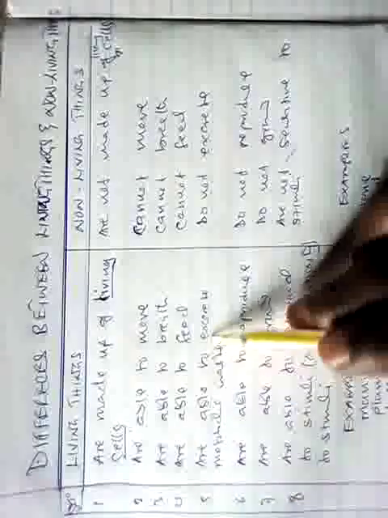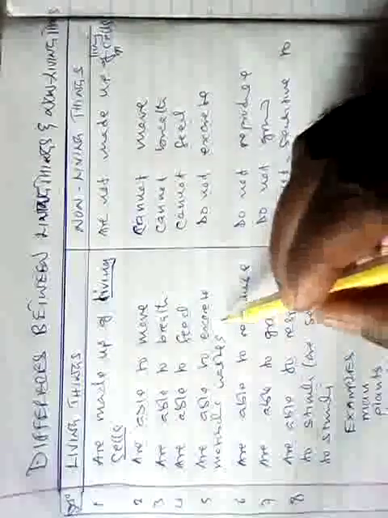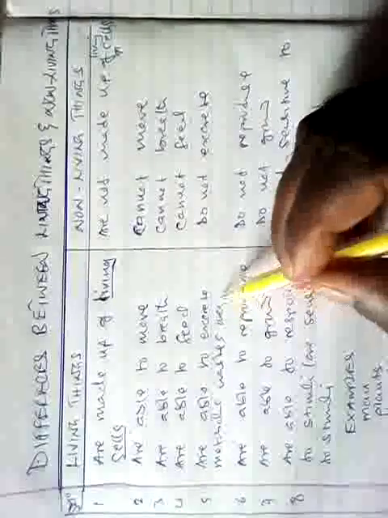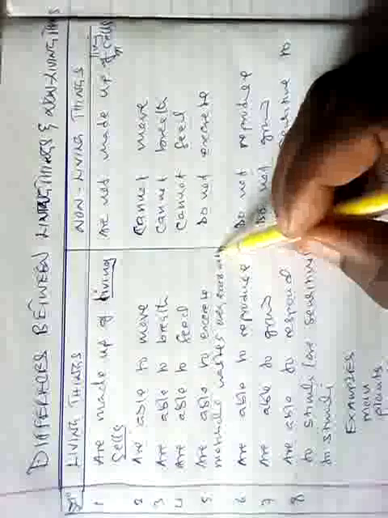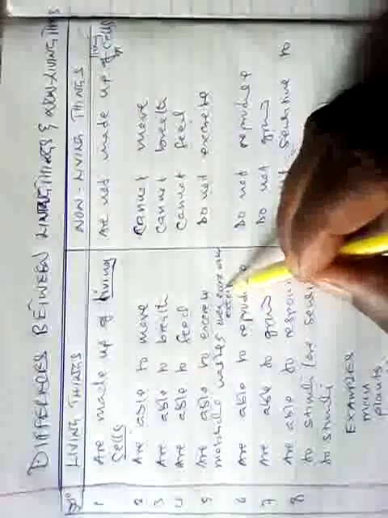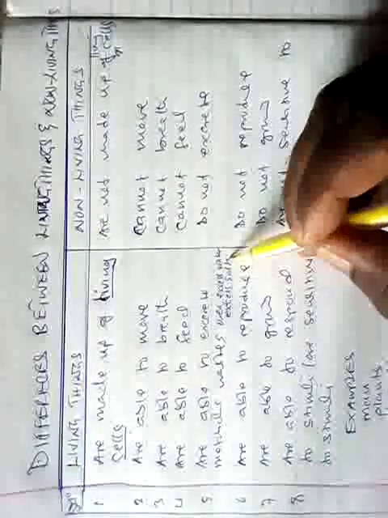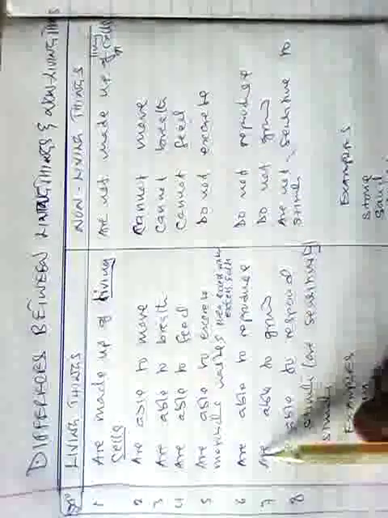Living things are able to excrete metabolic wastes, such as urea, excess water, and excess salts. So the living things are able to excrete. Non-living things do not excrete.